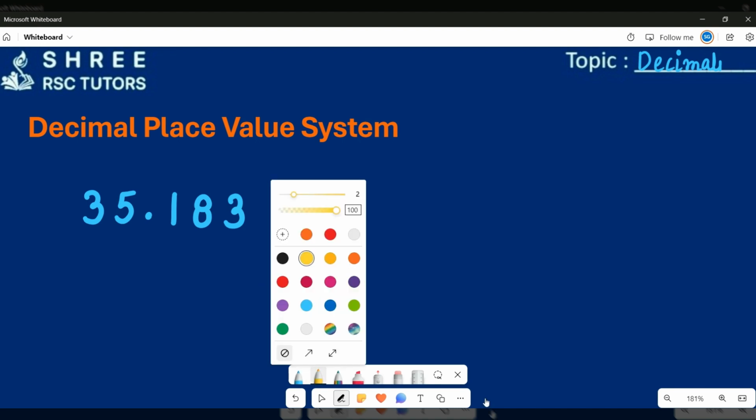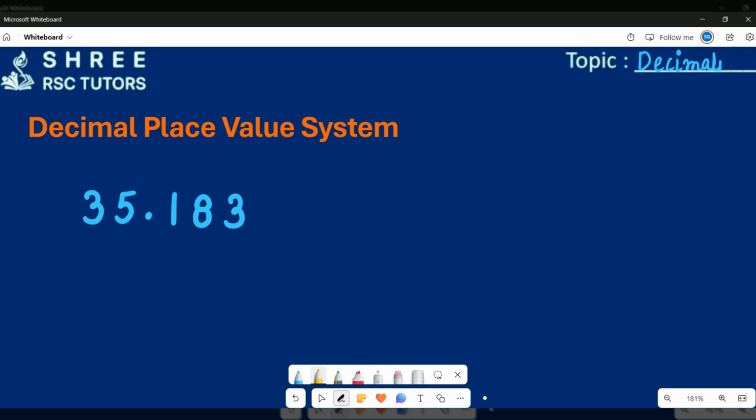So, first of all, we will start with the whole part. As we all know, the part towards the left side of the decimal is the whole part. This is the whole part. And the part towards the right side of the decimal is the fractional part. So now let us understand the place values of all the digits in this number.